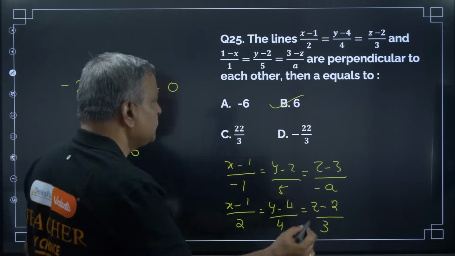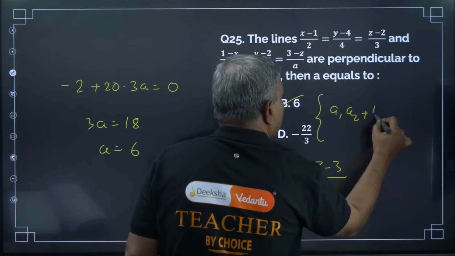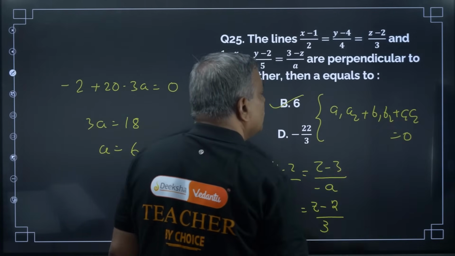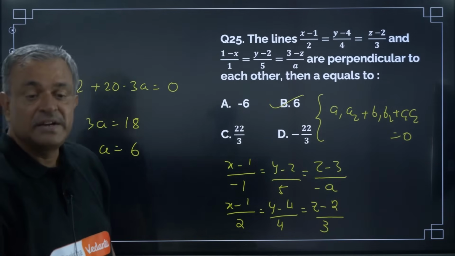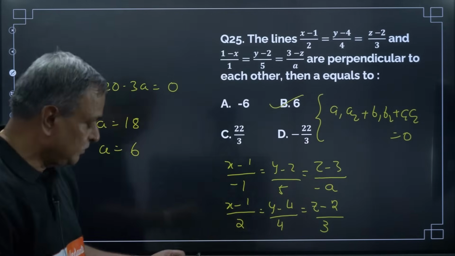So what's the concept used? The concept used is a1 a2 plus b1 b2 plus c1 c2 is equal to 0. a1, b1, c1 are the DRs of one line, and a2, b2, c2 are the DRs of another line.